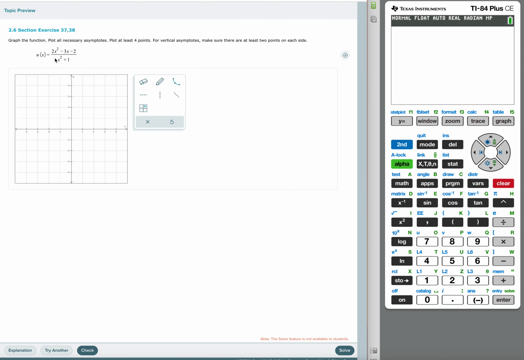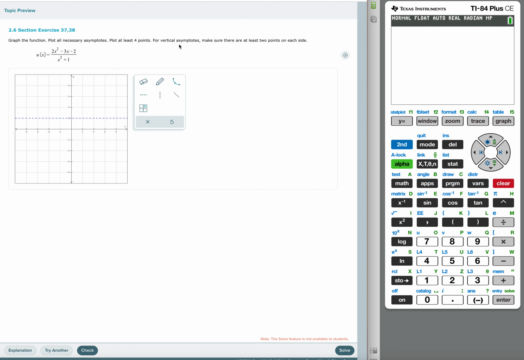Let's first look at vertical asymptotes. When you set this denominator equal to 0, you only find solutions of x that are imaginary numbers, because we would get x squared equals -1. So there are no vertical asymptotes. Horizontal asymptotes: the degree of the numerator and the degree of the denominator are the same. So we make a ratio of those. So y equals 2 over 1, y equals 2 is our horizontal asymptote.